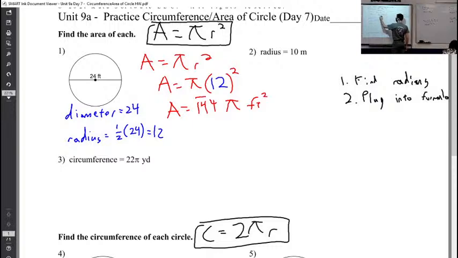Feet squared. And that's how I'm going to leave my answer, in terms of pi. Feet squared, because it's an area. And if you look at the formula, that's what we did. We took a distance in feet and we squared it. So our unit should be in feet squared. So figure out the radius, plug it into the formula.